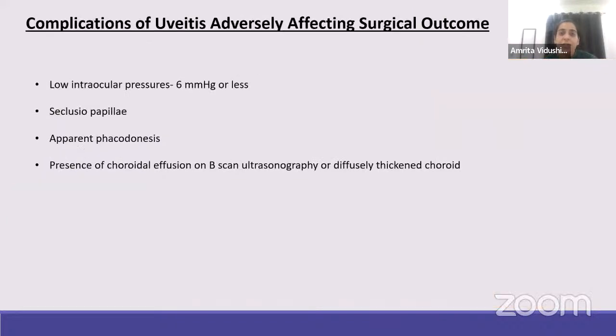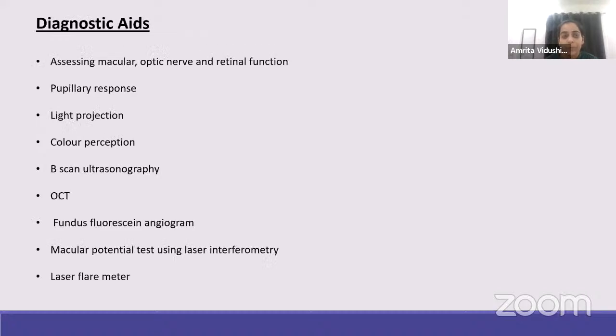The complications that we are dealing with: we have to consider if we're dealing with a low intraocular pressure, which is 6 mmHg or less, in cases when we can preoperatively find that we have a seclusio pupillae, that we are dealing with apparent phacodonesis, and also on B-scan ultrasound, if we are able to see the presence of a choroidal effusion or any diffusely thickened choroid.